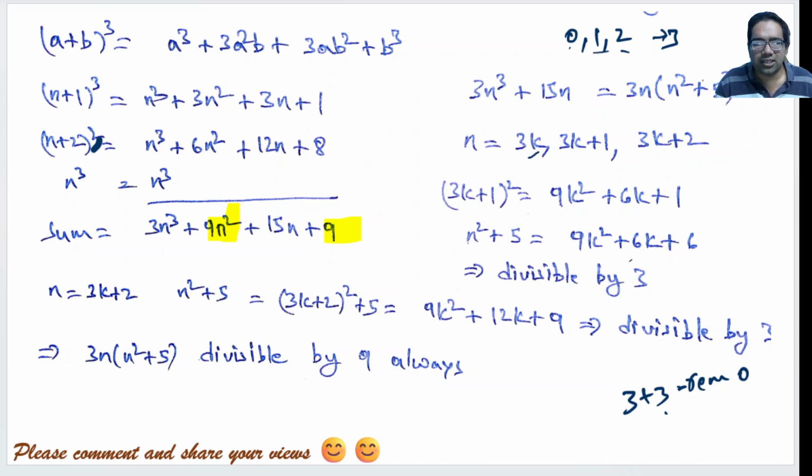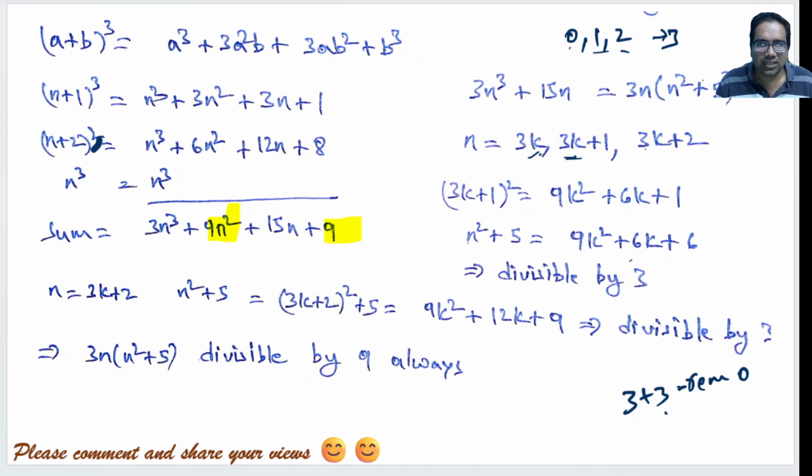So n can be 3k, or 3k plus 1, or 3k plus 2. n can be in this form only. When n is of the form 3k, then 3n will automatically be a multiple of 9, because there are two 3's, one 3 here and one 3 in the n. So 3n becomes 9k, which is obviously a multiple of 9.